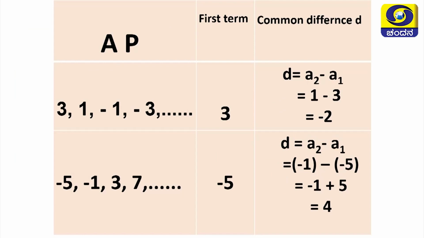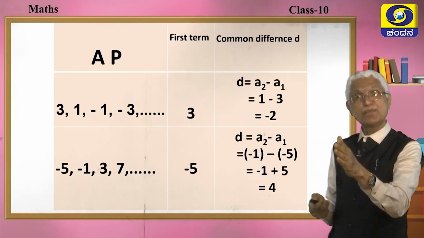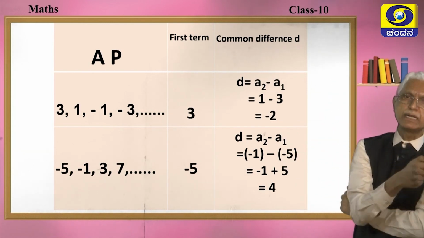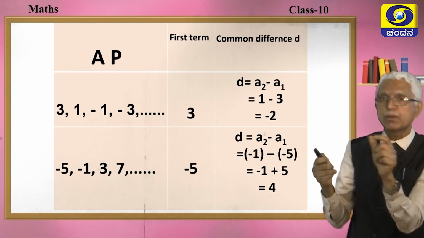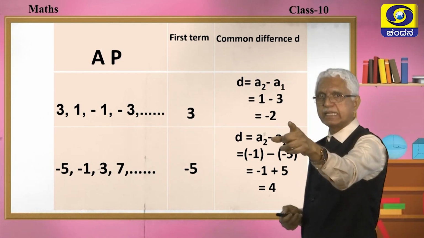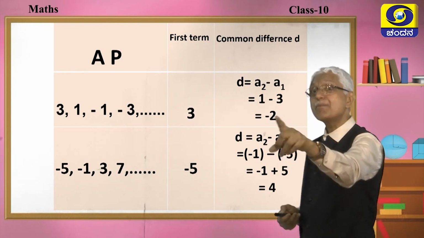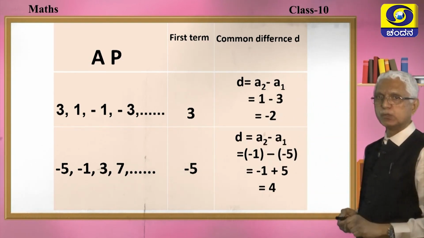Now, just to exercise and to make sure we have understood how to find the common difference, 2 more examples are taken. Take the first example, my dear children, 3, 1, minus 1, minus 3, right? How will you find the common difference? Second term minus the first term. Which is the second term? 1. Which is the first term? 3. 1 minus 3 is minus 2.